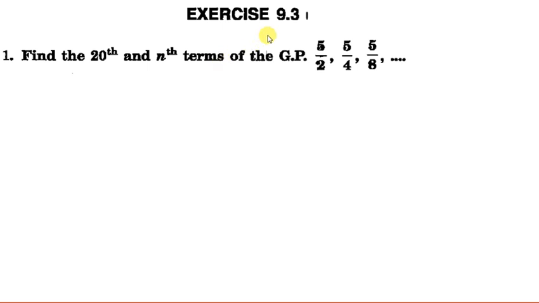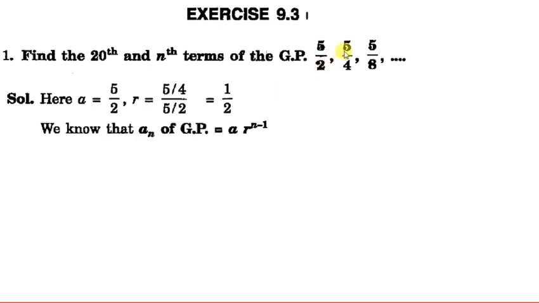So let us do a few questions based on it. This is the first question of the exercise. Find the 20th and nth term of the GP. अब किसी भी टर्म को निकालने के लिए हमें दो चीज़ों की आवश्यकता होती है, एक तो फर्स्ट टर्म A और एक R, कॉमन रेशो. So the first term we know that it is 5 by 2. We have to find R. So R is the ratio of the second and first term, that is 5 by 4 divided by 5 by 2. So it is 1 by 2.